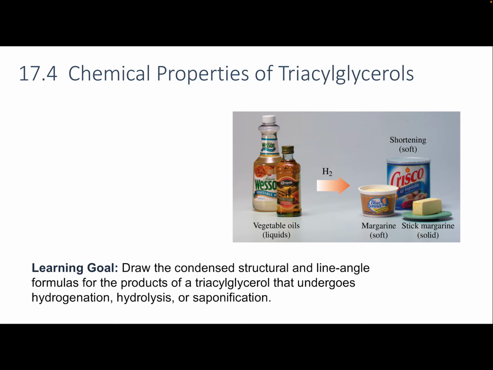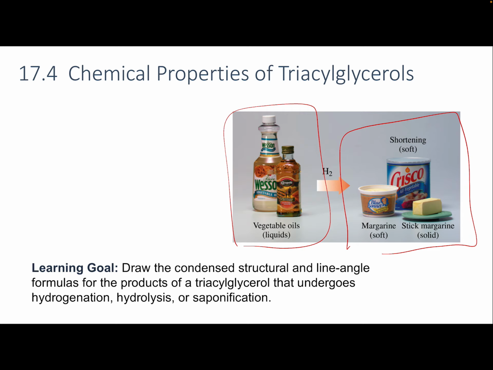So let's get into some of the chemical properties then. Many soft margarines, stick margarines, and solid shortenings are actually produced by the partial hydrogenation of vegetable oils. So we get these solids from the oils. That's how we get solids that are, let's say, healthier, quote unquote, than just solid fats. You could eat lard or bacon fat, but you could also just use margarine, which isn't made from the same source.